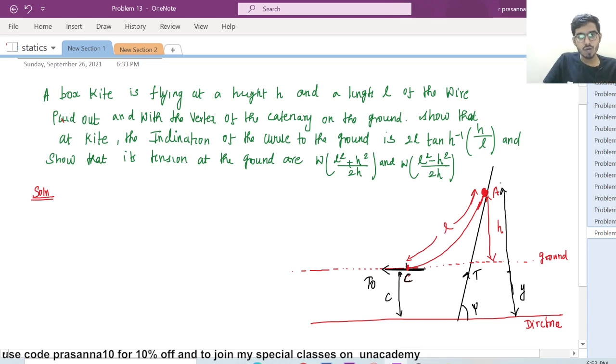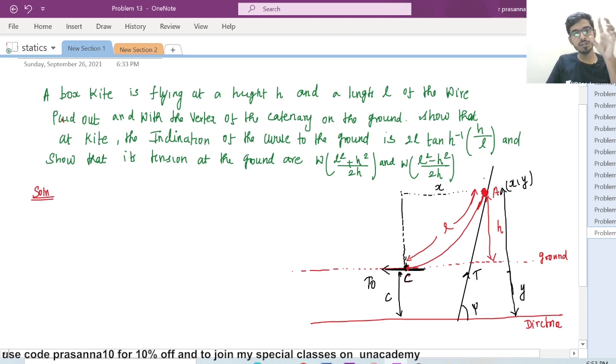Now what is this point? Let this point be x comma y. What is x? This distance is x. So let me redo this again. We will have something like this, and this is x. I'm just considering only one half of the catenary. So this point A is x comma y.